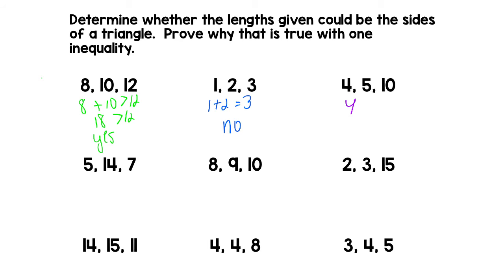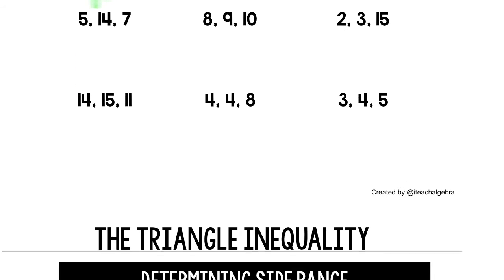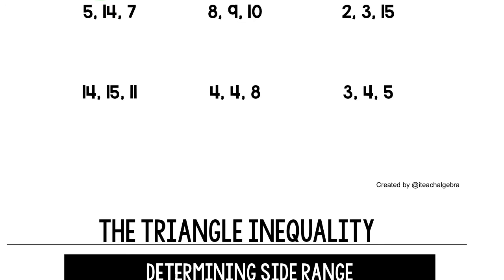We've got 4 plus 5 as our two shortest sides. Well, that's 9. So 4 plus 5 is less than 10. So no, this cannot be a triangle. Our two shortest sides have to be greater than the longest side. Let's try another one. 5 and 7 are our two shortest sides, and that's 12. And 12 is less than 14. So yes, that could be a triangle.